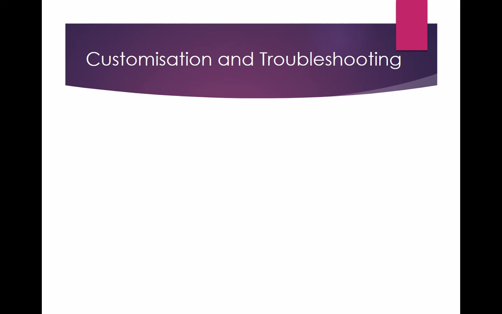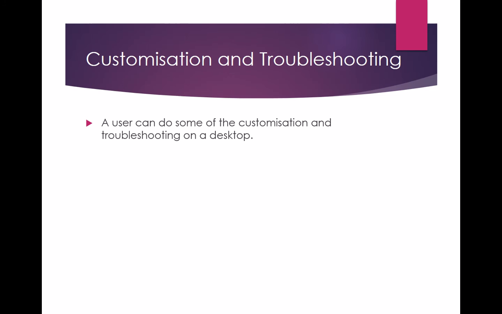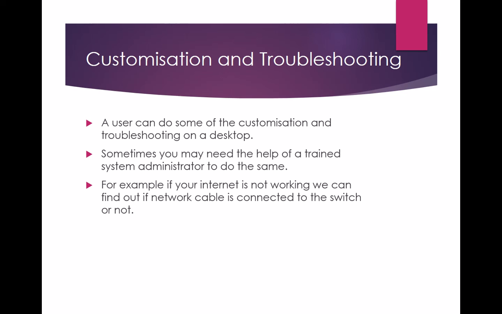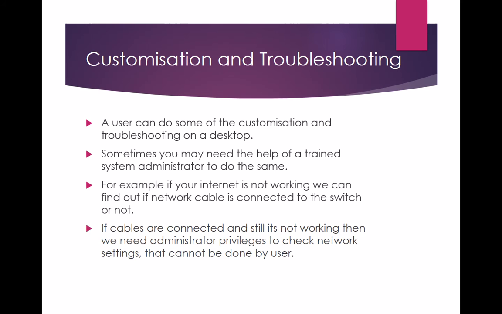Customization and troubleshooting. A user can do some of the customization and troubleshooting on a desktop. Sometimes you may need the help of a trained system administrator to do the same. For example, if your internet is not working, we can find out if the network cable is connected to the switch or not. If cables are connected and still it's not working, then we need administrator privileges to check network settings. That cannot be done by a user.